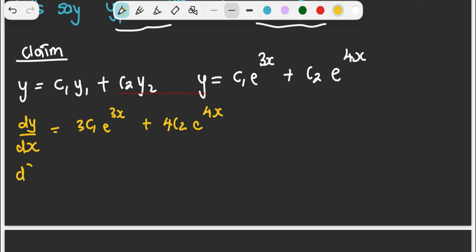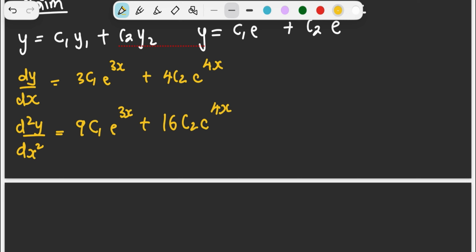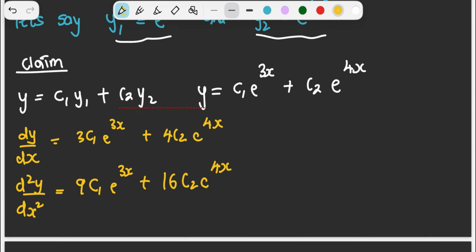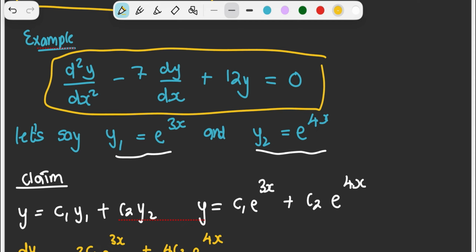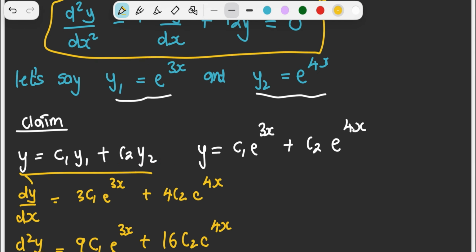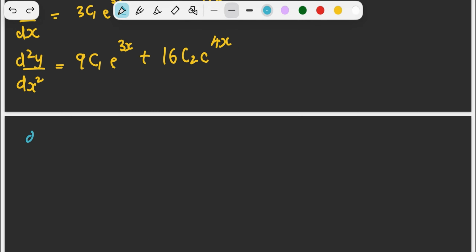You can also find the second derivative of this expression, which is the derivative of that derivative. So that's 9c1 e^(3x) + 16c2 e^(4x). So basically you have two equations in this specific format that should satisfy this equation if this rule is true. If this is a solution, then it must satisfy that specific equation over there. So I'm going to just rewrite that equation.